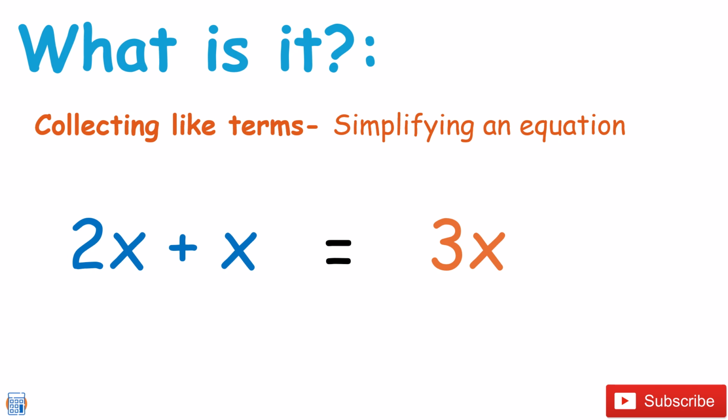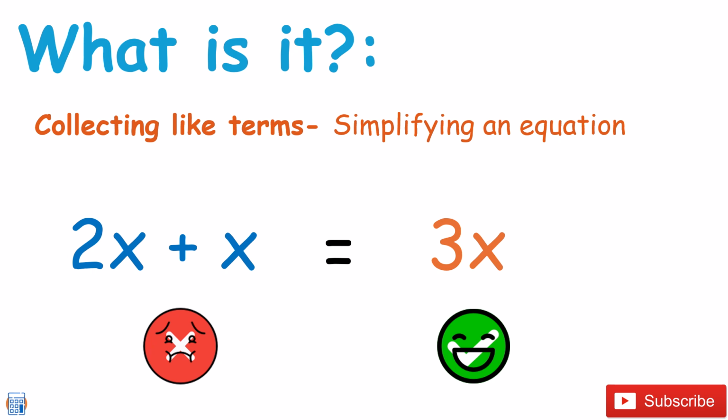Collecting like terms is basically just simplifying an equation. So you can only really do this with positive or negative, so subtraction or addition. If you look on this left side, 2x plus x, that looks a lot worse than just saying 3x. Even though they represent the same thing, it just looks so much less tidy and neat. So collecting like terms basically just simplifies the equation.